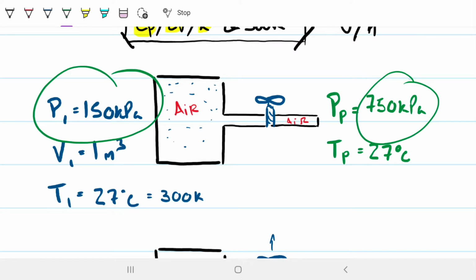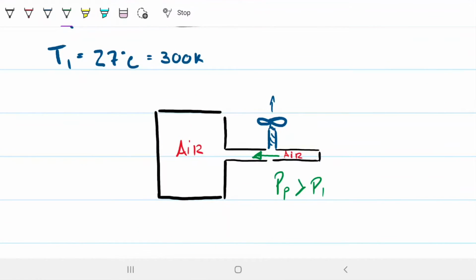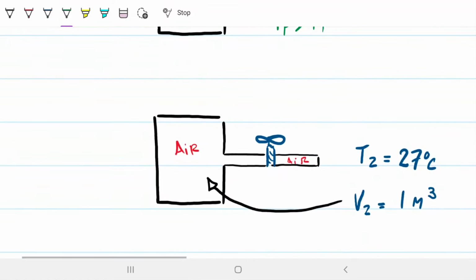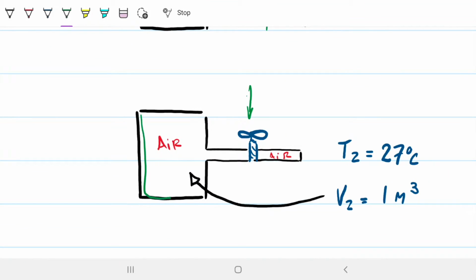So what's happening is that we have an expansion of this air into here, and as it's expanding inside the tank, it's compressing the air that was here beforehand, right? And this is going to happen until we reach pressure equilibrium, and then we're going to close the valve back again. And when that happens, nothing changed within this tank. We're still going to have that 1 meter cubed volume. So that is still the same volume.